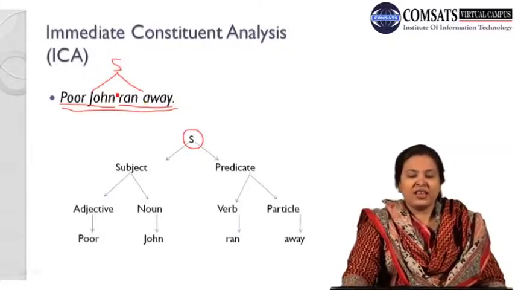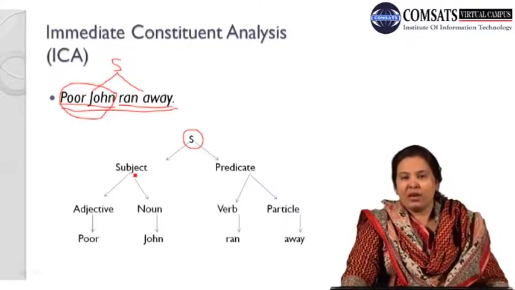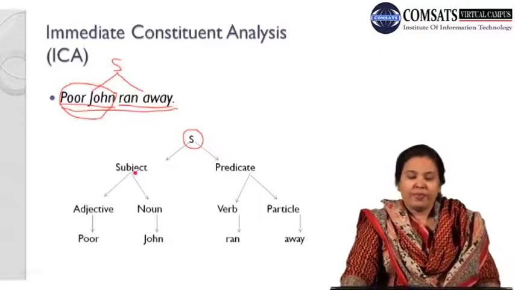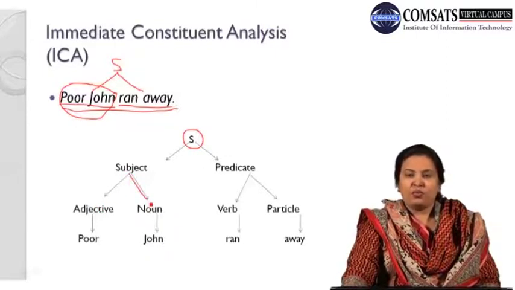As you can see, the subject is actually a noun phrase. So again this subject is made up of two further constituents. The subject, "Poor John," has two constituent elements: one is an adjective and one is a noun. Poor is an adjective and John is a noun.